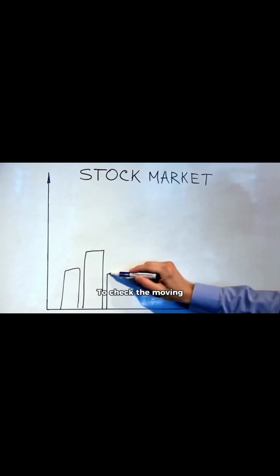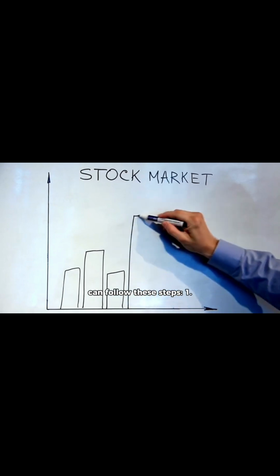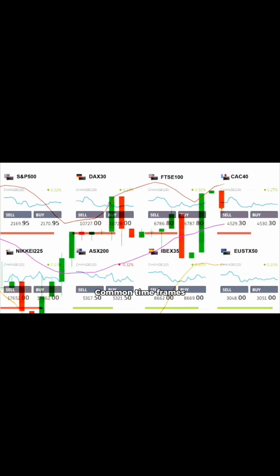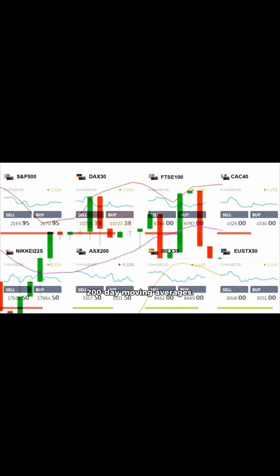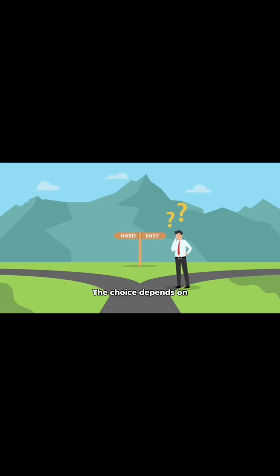To check the moving average of a stock, you can follow these steps. 1. Choose a time frame. Decide the period for which you want to calculate the moving average. Common time frames include 10-day, 20-day, 50-day, and 200-day moving averages. The choice depends on your investment horizon and trading strategy.